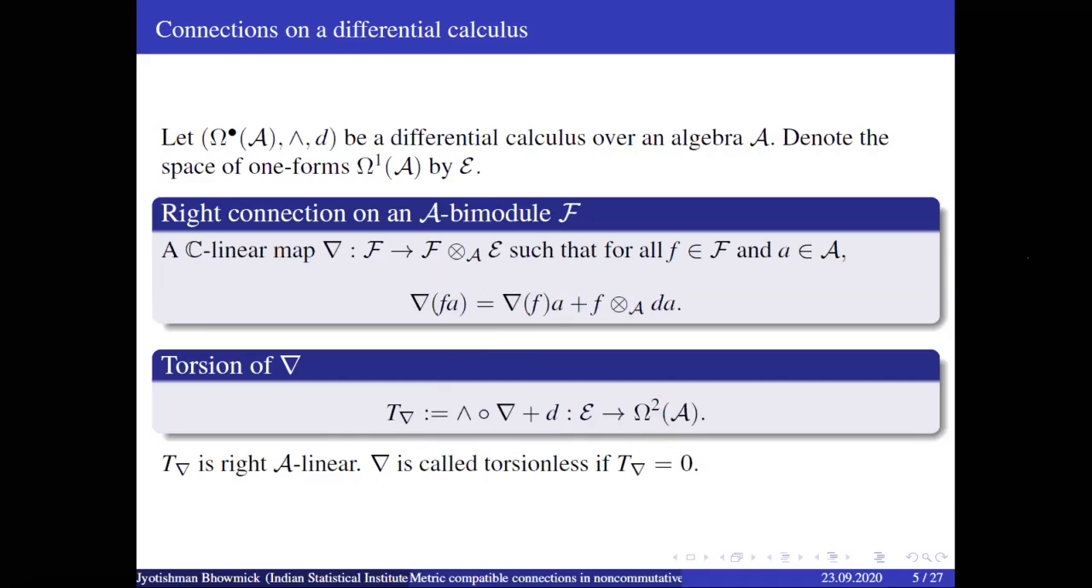It can be easily checked that this definition coincides with the classical definition of torsion when A is equal to, say, C infinity(M). So with the definition of torsion, there are no problems. It easily generalizes to the non-commutative situation.